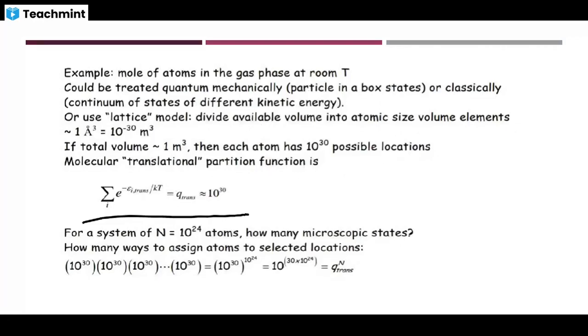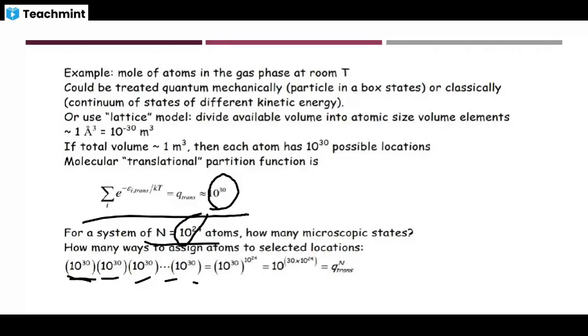For a system of N equal to 10 to the power 24 atoms, how many microstates are there? How many ways are there to assign the atoms to selected locations? For each atom there are 10 to the power 30 states available, which is huge compared with the number of atoms, only 10 to the power 24. So there is plenty of space available. If the first atom occupies a location, there is no change like that. So 10 to the power 24 atoms are occupying the 10 to the power 30 possible states.